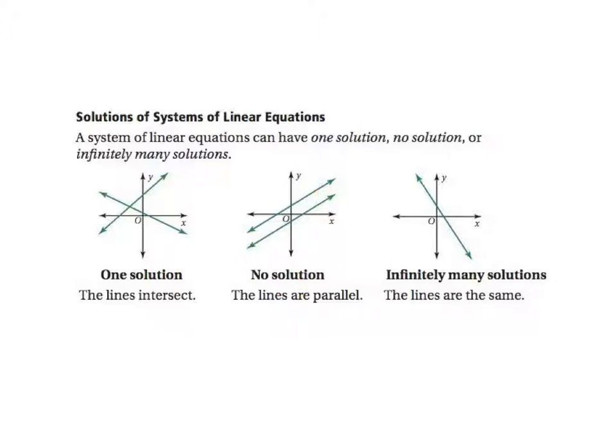The third possibility is that you have two equations that actually make the same exact line. So you can kind of imagine there's one line that's on top of another, and since they are crossing or they're intersecting at every single point, we say that there are infinitely many solutions.